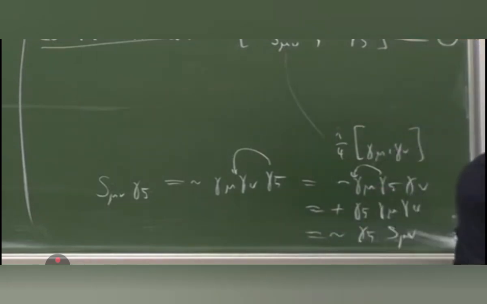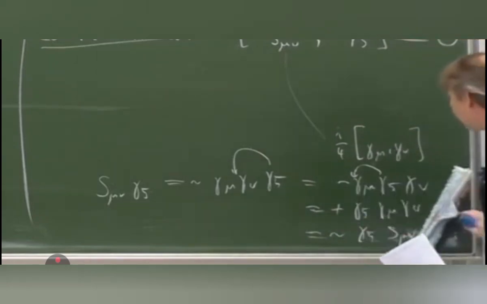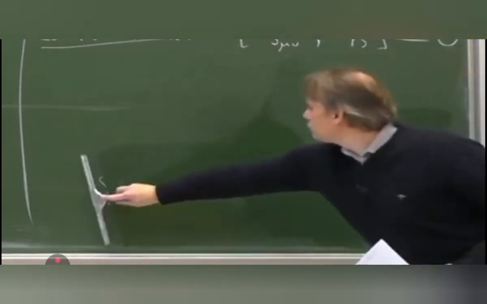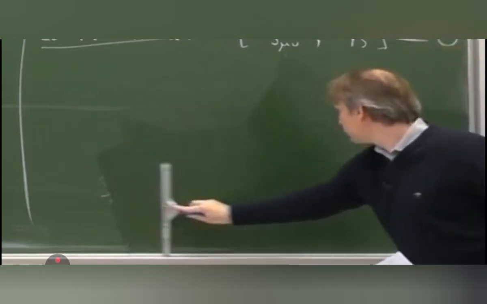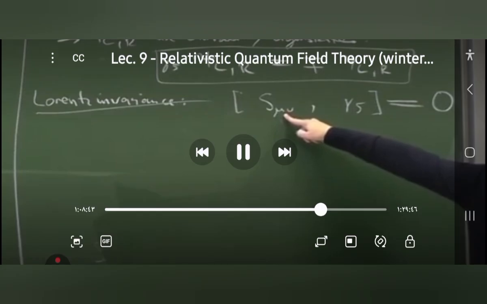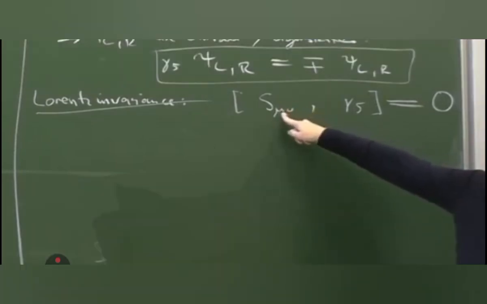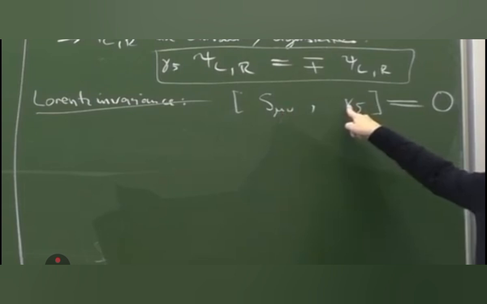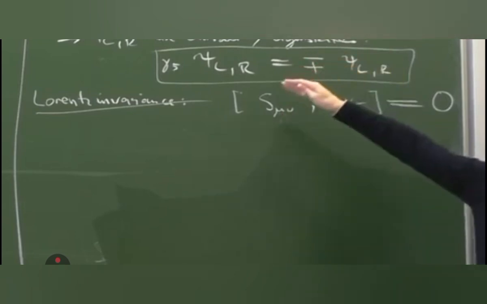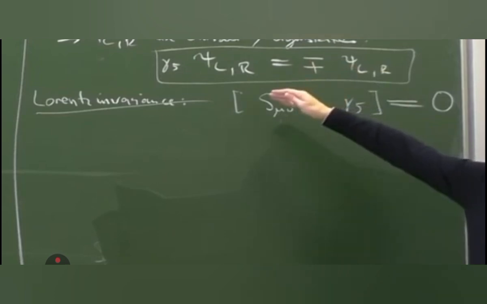What is the physics meaning of that 0? That has a physical meaning. Which physical meaning does it have? S mu nu is a generator for Lorentz transformations. So in general, full Lorentz transformations of spinors commute with gamma 5. That means if you have an eigenspinor of gamma 5 and you apply a Lorentz transformation, it remains an eigenspinor of gamma 5 with the same eigenvalue.